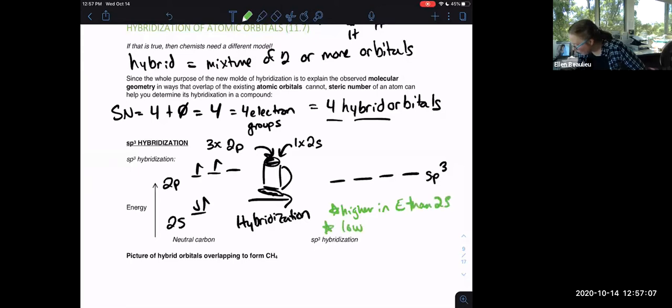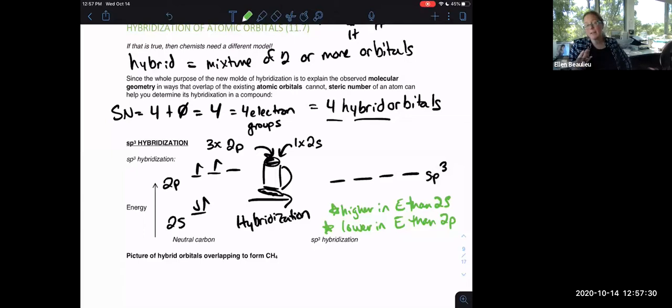But they are lower in energy than the 2p. They literally are a hybrid. They are closer in energy to the p orbitals because there are 3 p orbitals in that blender. So they have more p character. They have a larger percentage of p.